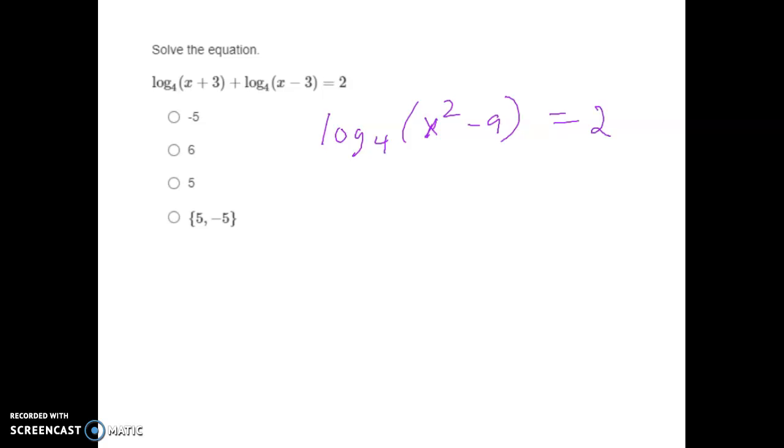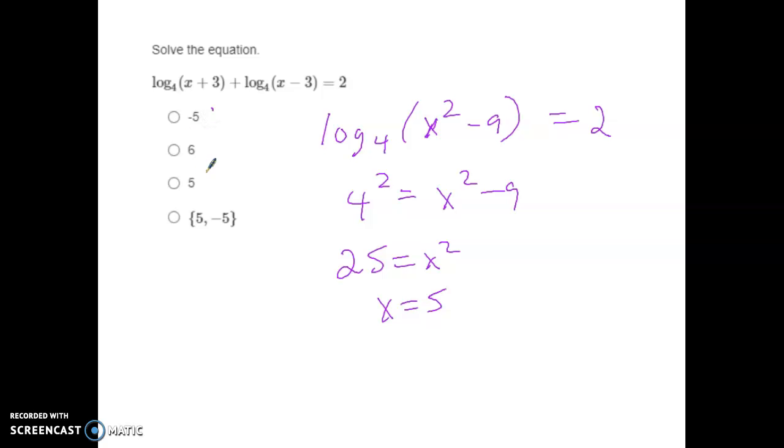And now I can rewrite this in exponential form because my unknown is inside the function here and I need to get it out. 4 squared equals x squared minus 9. And then I add 9 to both sides and I get, this 4 squared is a 16. So 16 plus 9 is 25. So x ends up being 5.